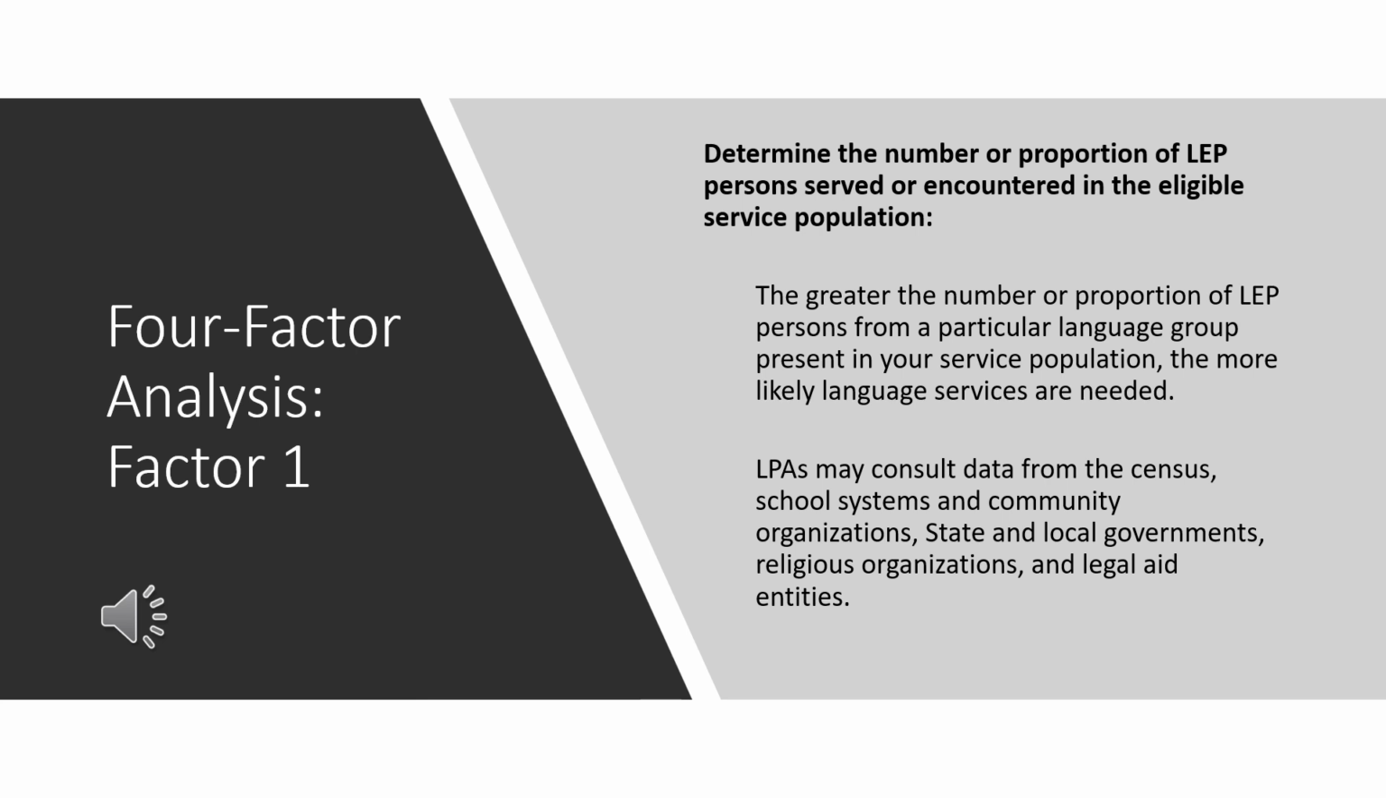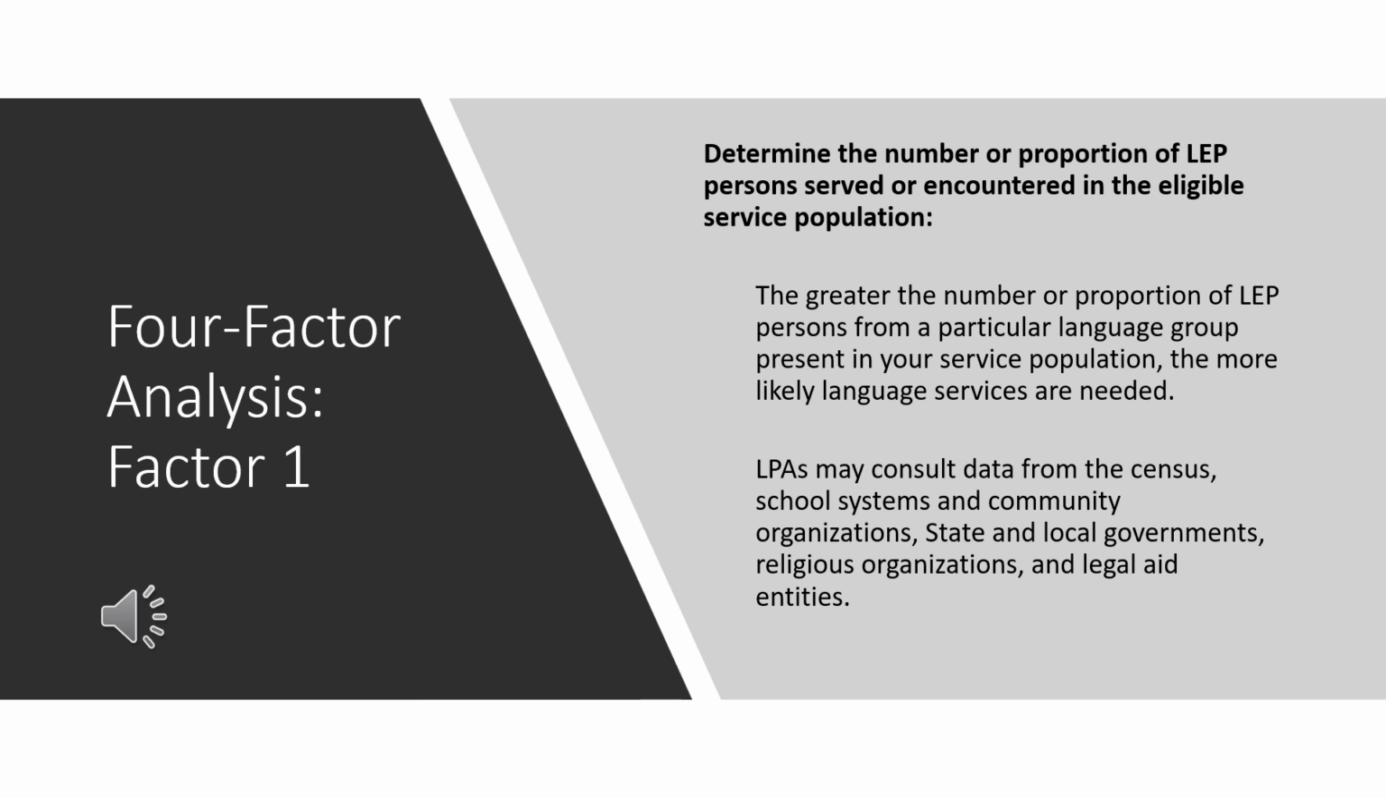So now let's work through the four-factor analysis and look at the items that the US DOT guidance says that local agencies and recipients of federal assistance need to work through in order to create their LEP strategy. The first factor is to determine the number or proportion of LEP persons served or encountered in the eligible service population. That's generally going to mean the population of your locality, of your city, of your county, and so forth. The greater the number or proportion of LEP persons from a particular language group present in your service population, the more likely it is that language services are going to be needed.